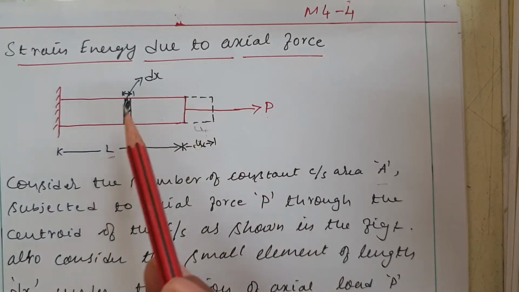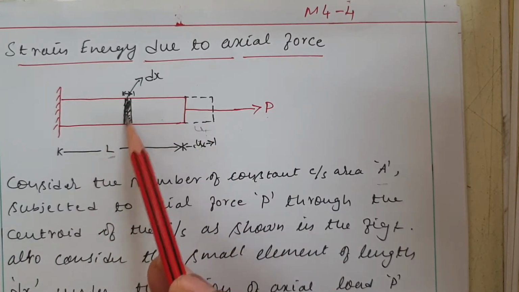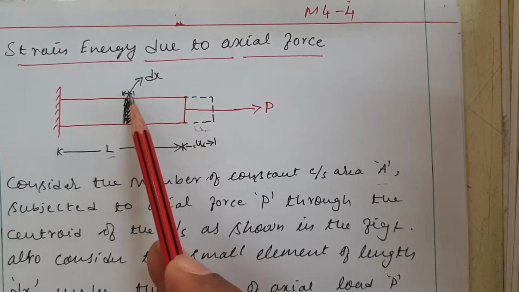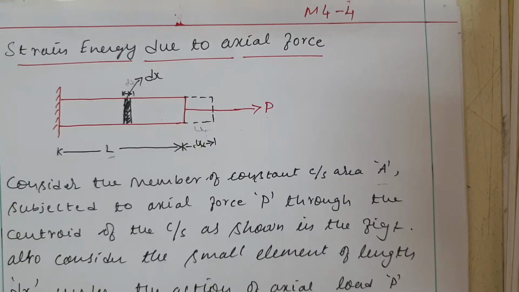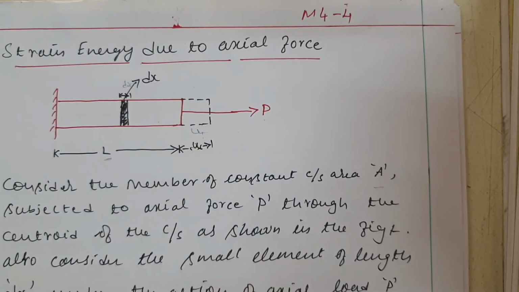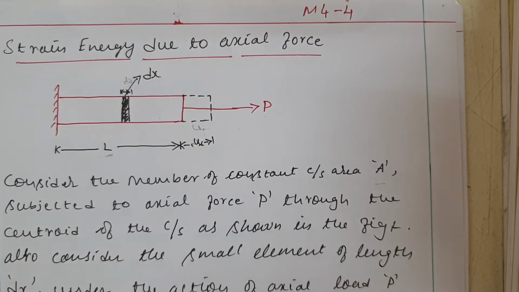In addition to that, I am considering a small element in the total bar, that small element having the length of dx, and that dx will undergo deformation. I am considering it as a small deformation, which I am considering as du. Okay, that you have to keep in mind.